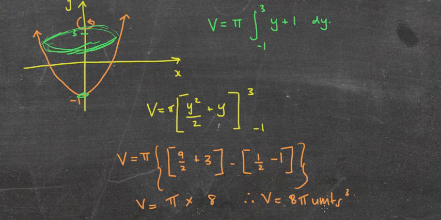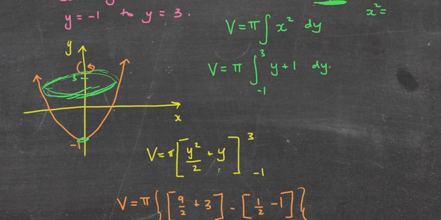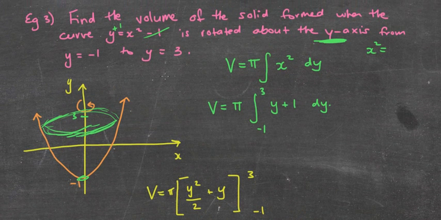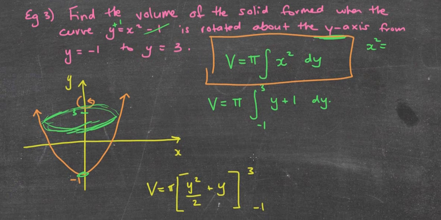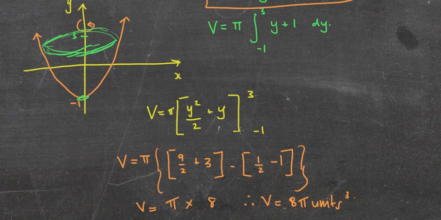units cubed. Okay. Again, I'll just recap finally. That question there, we're rotating about the y-axis, so we're using that second form of our formula. Volume equals pi times the integral of x squared dy, making sure that we have our equation in the form of x squared equals, so we can substitute that into it. Once we've done that, we can integrate just as you would normally do, making sure you've got the pi out the front.